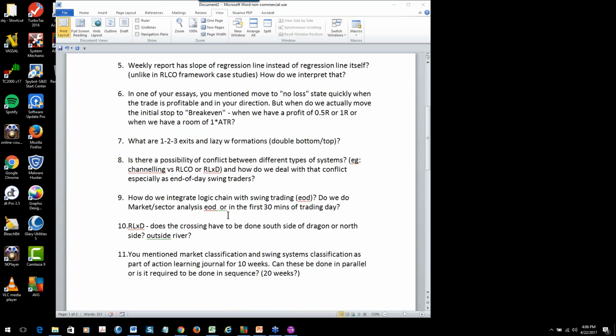All right, so the next one up, number 6. In one of my essays, I mentioned that I moved to no lose quickly when the trade is profitable or in my direction. When do we actually move the initial stop to break even? When we have a profit of a half an R, or when we have room of 1 ATR?